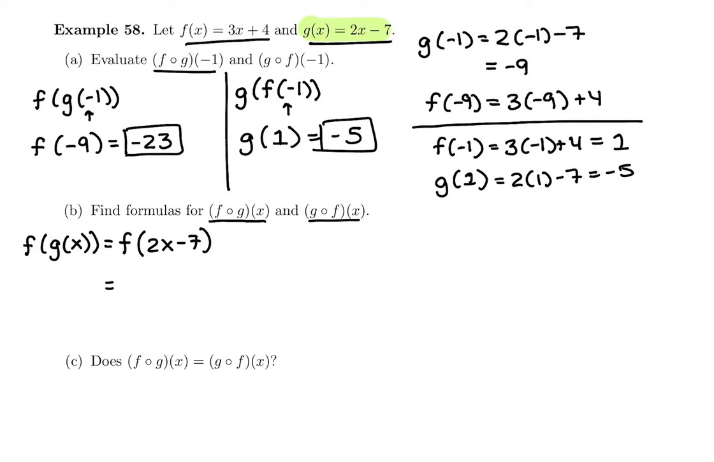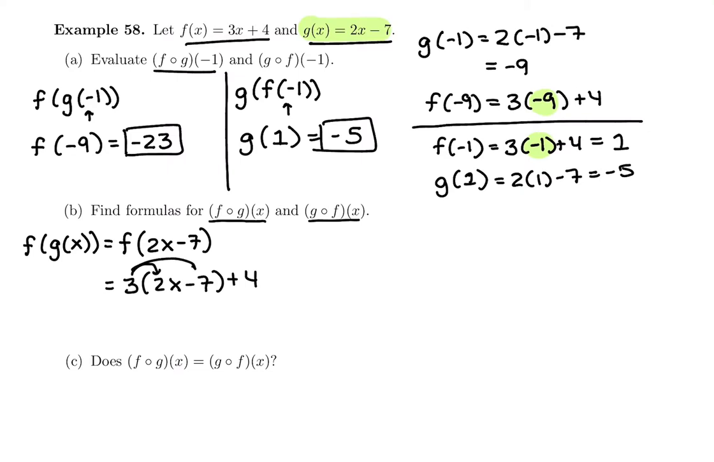Now we're used to replacing numbers, right? We plugged into f a couple times. We replaced x with a negative 9. We replaced x with a negative 1, and that was fine. Now we're going to go in and replace that 3. Instead of writing x, we're going to replace it with 2x minus 7 plus 4. So we still have 3x plus 4, but we're replacing x with g of x instead of just a number.